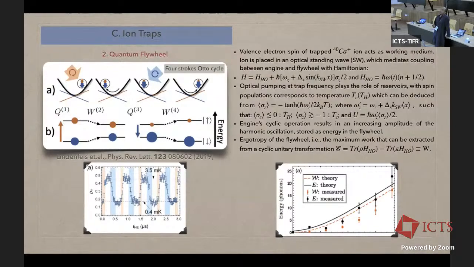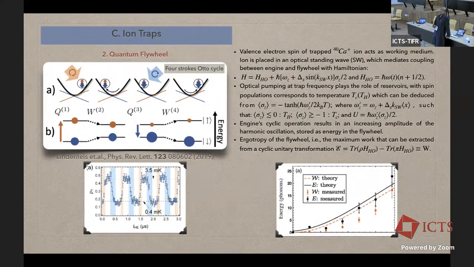So what is a flywheel? I'm just coming to that. So you have this ħω_z σ_z, that's your free system, the ion, a two-level spin. Then since the spin is also placed in an optical standing wave, which mediates a coupling between the engine and the flywheel. So this is the optical standing wave with the amplitude and this is the wave number. It is coupled at the position of this ion at x. So this is the kind of Hamiltonian.